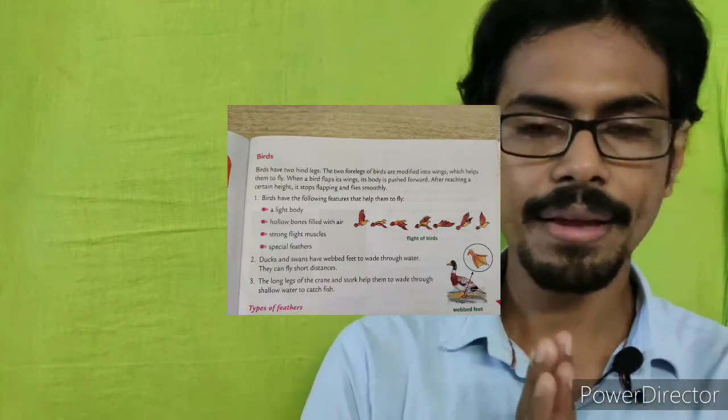Birds have two organs. One is wing and one is leg. All the birds have these two organs which help them to move, and one more organ is present, the tail. So birds have so many adaptations to fly in the air. What do they have? They have a lighter body. Yes, their body weight is very little, so that they can glide, they can fly in the air.